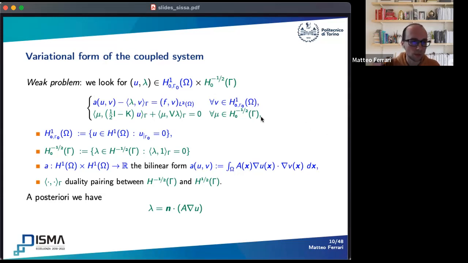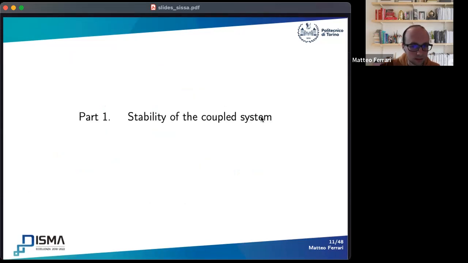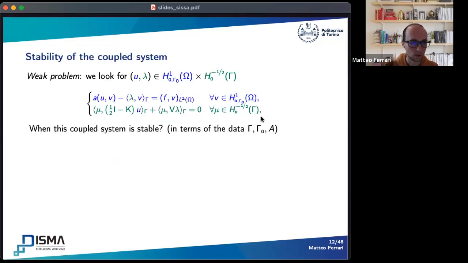Okay, let's start with part one. The main question is when this coupling is stable in terms of the data. So gamma is the artificial boundary, gamma zero the physical boundary, and A the diffusion matrix that here is hidden in this bilinear form. And as I said, a very important character is the minimal eigenvalue of A.